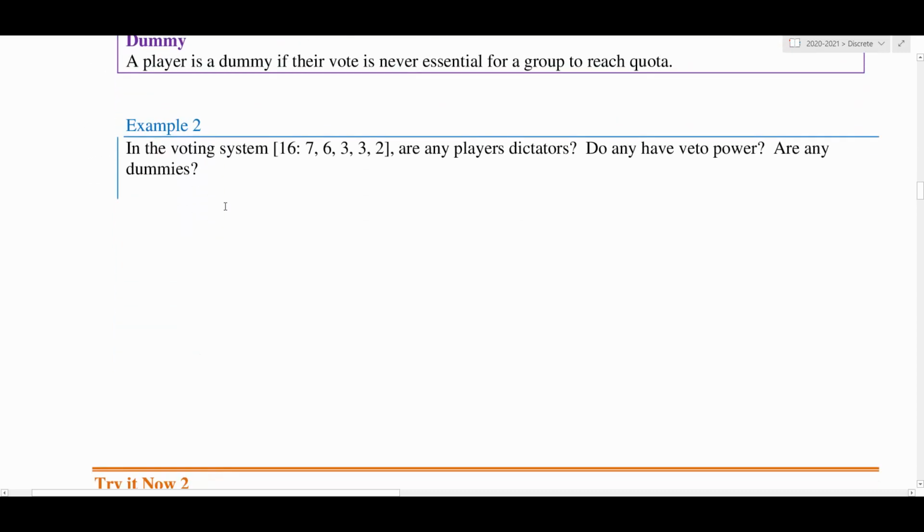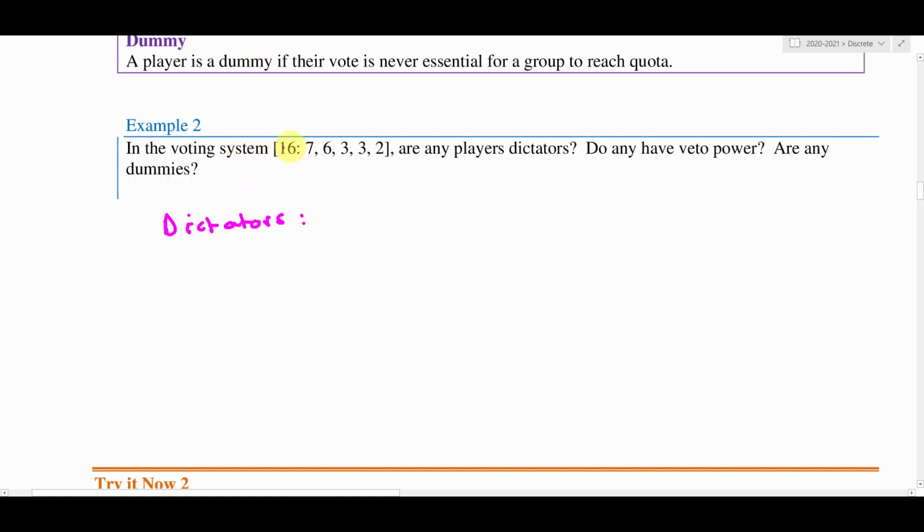So let's take a look at our example here. You might be given a voting system, and your job is to identify whether or not there are any dictators, does anyone have veto power, and are there any dummies? So let's take a look at this one and see what we got. Let's start with dictators. Remember, dictators would have enough votes for the quota all by themselves.